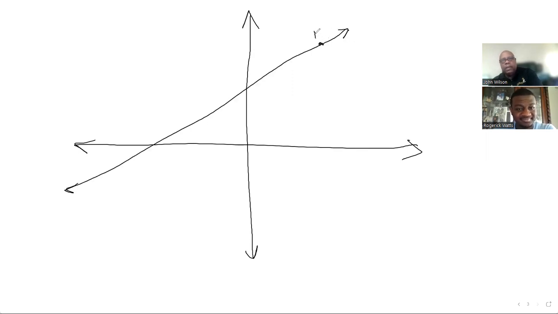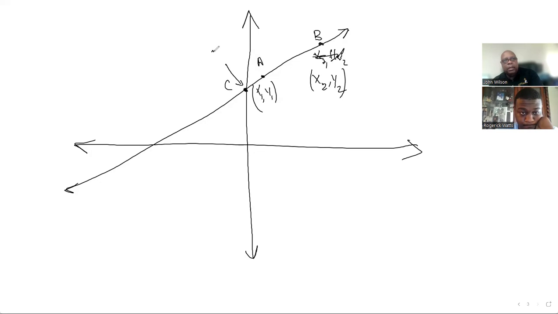This was B. This was A. This was x2, comma, f of x2, if you will, right? In fact, I'm gonna let it be y for now. x2, comma, y2. x1, comma, y1. Now, I said we could do it between any two points, right? Why don't we now consider this point here, point C, which has an ordered pair of 0, comma, b.